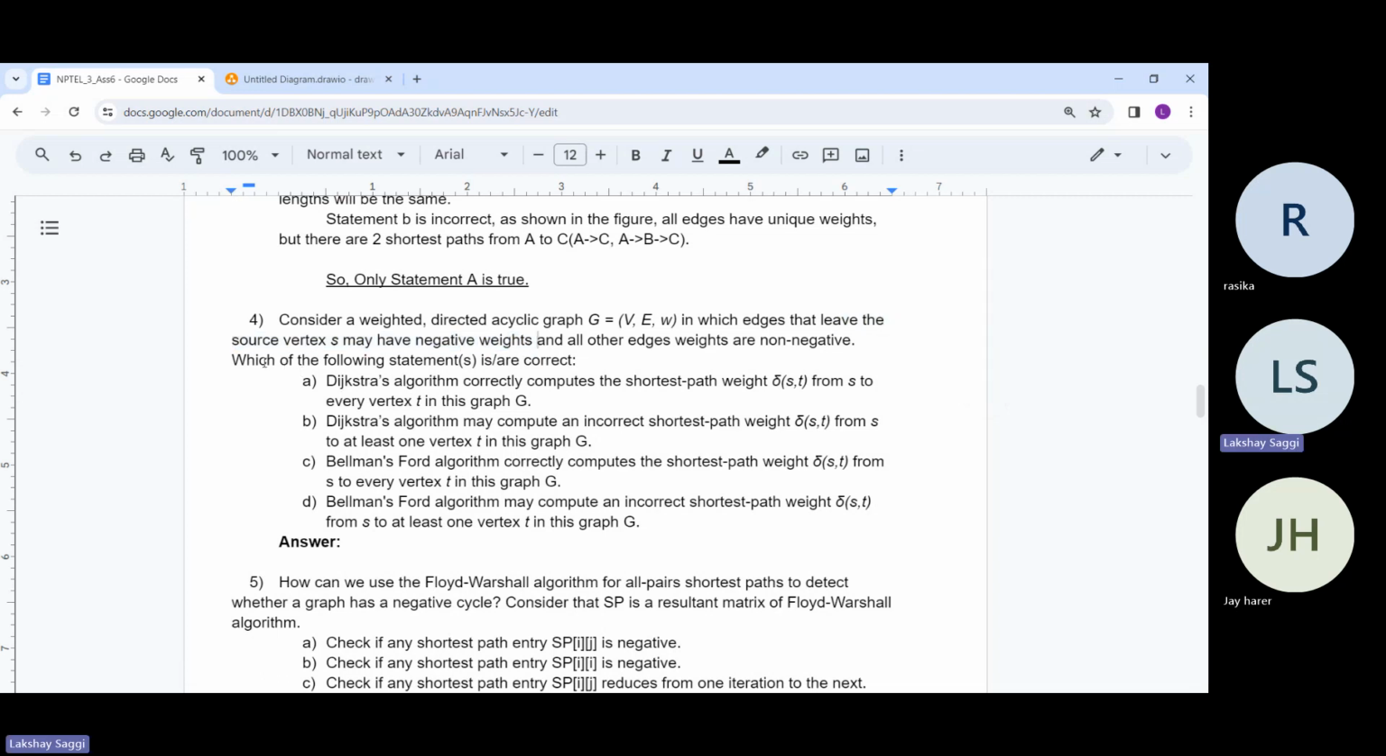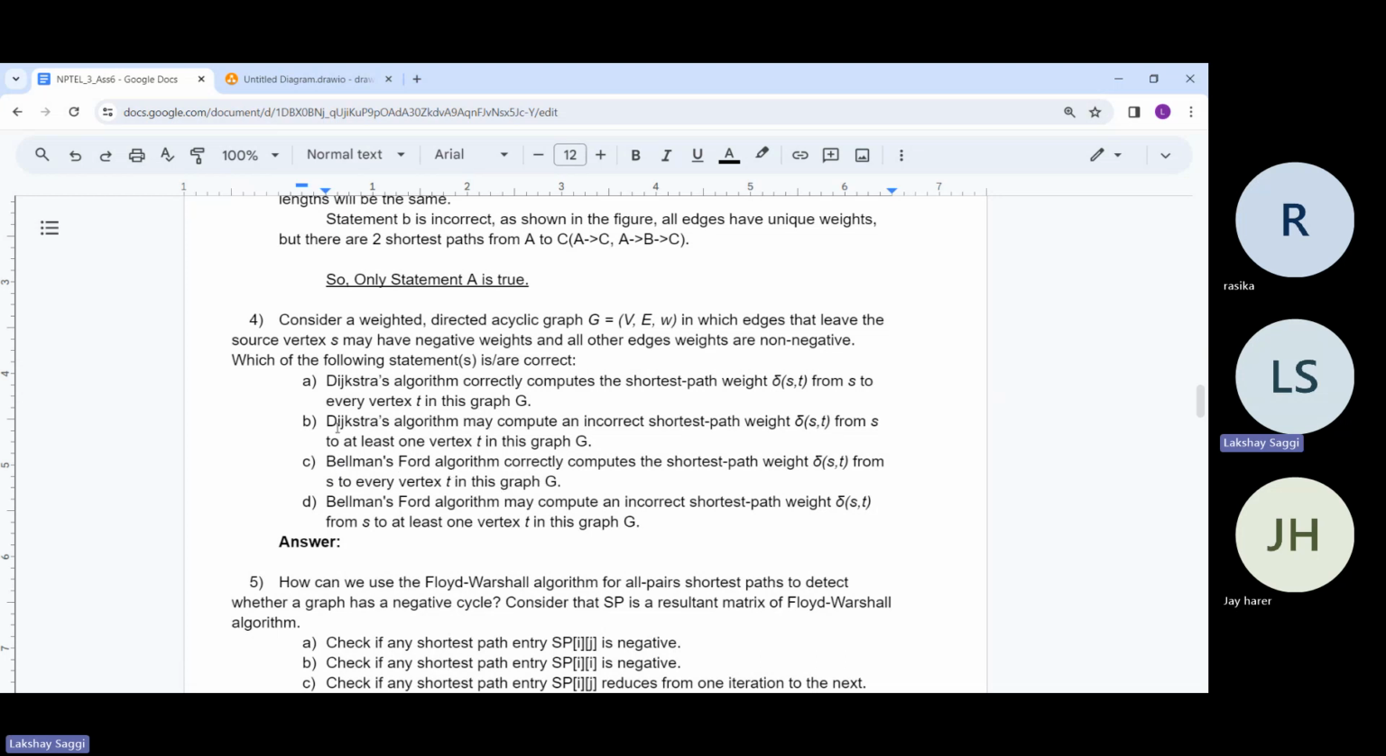Then the problem asks which of the following statements are correct. The options are: Dijkstra's algorithm correctly computes the shortest path weight from S to T; Dijkstra's algorithm may compute incorrect shortest paths; Bellman-Ford correctly computes shortest paths; and Bellman-Ford may compute an incorrect shortest path. So these are the four options, and this is an interesting question. I want you guys to think about it a little because this is a bit non-trivial and offers some insights into these algorithms.